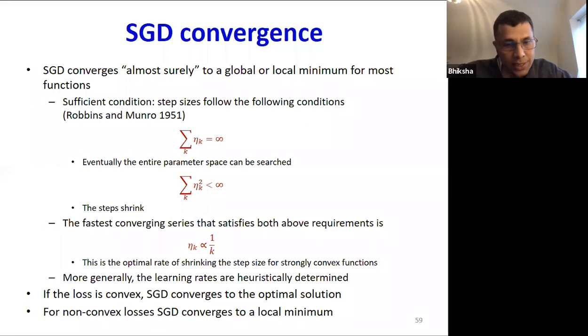For non-convex losses, it's going to converge to a local minimum. Questions?